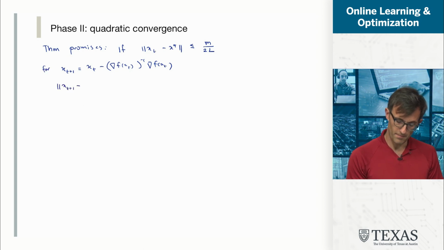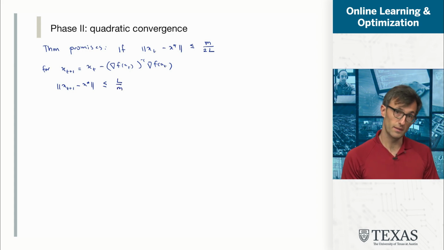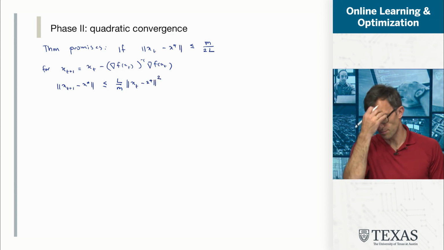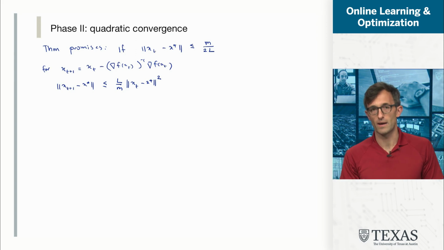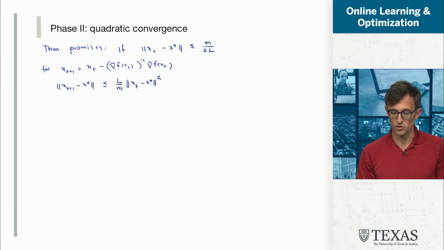x_{t+1} minus x star, my distance to optimal, is upper bounded by L over m, where L is the Lipschitz constant of the Hessian and little m is our strong convexity parameter, times x_t minus x star squared. So let's check what this means. Why does this imply such fast convergence here? Note that capital L could be much bigger than little m. We haven't mentioned anything about the relationship.